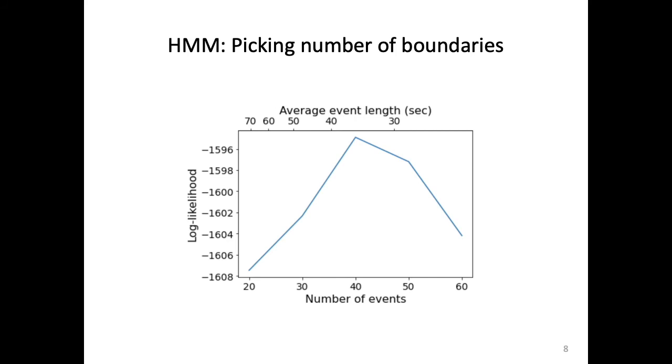Another approach, which is what we use in this tutorial, is to look at the log likelihood of the model, which is a measure of model fit. We can again train the model on some subjects and measure this model fit on held out subjects, determining the number of events for which this model likelihood is the highest.